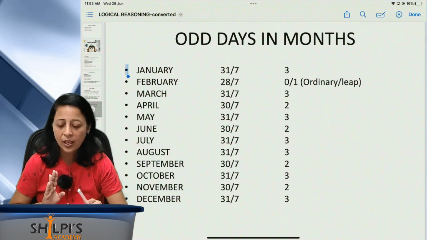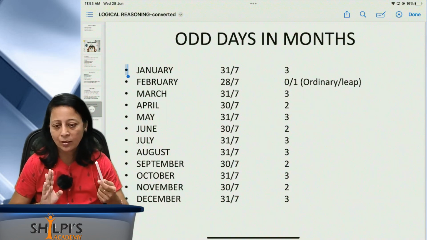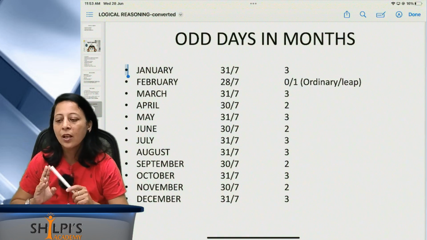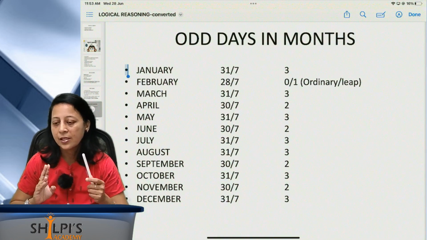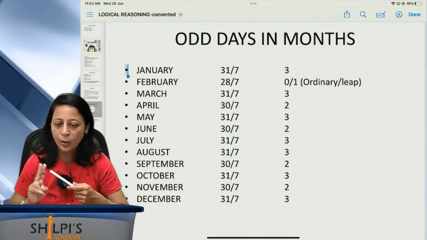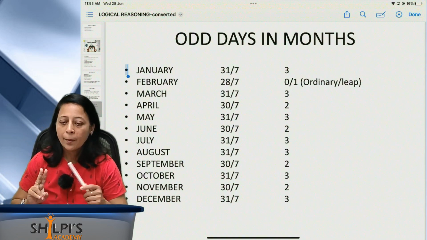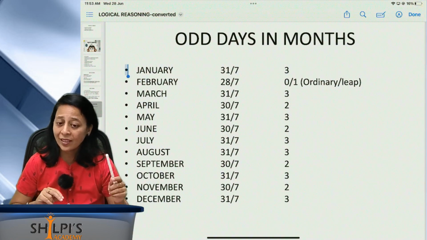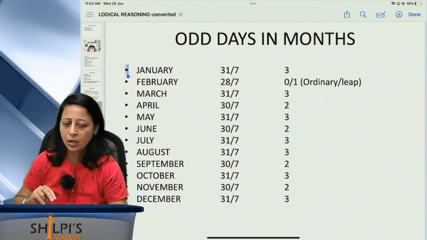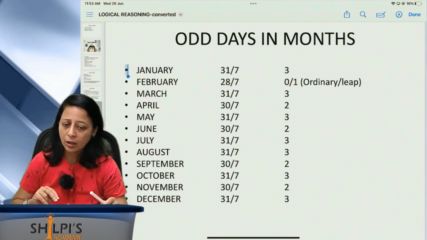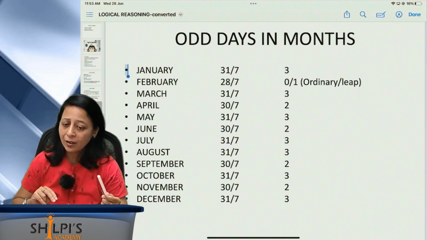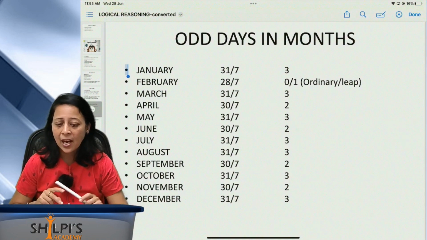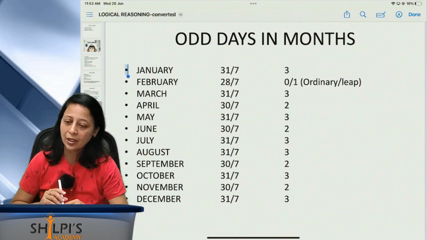Okay, got it students? So coming to March, March has 31 days, so 3 odd days. April has only 30 days, so 30 divided by 7 is 4 and the remainder is 2. So 2 will be your odd days. May 31, so 3 odd days. June 30, 2 odd days. July 31, 3 odd days. August 31, 3 odd days. September 30, so 2 odd days. October 31, so 3 odd days. November 30, so 2 odd days, and December 31, it is going to be 3 odd days.